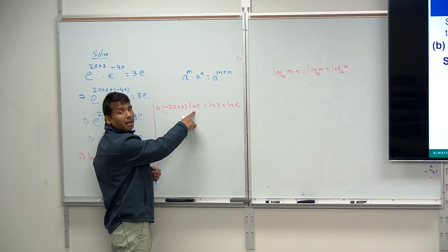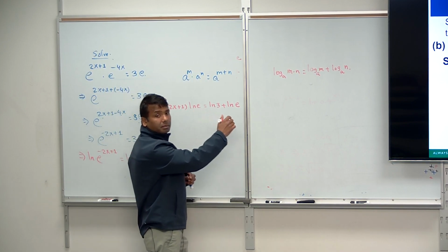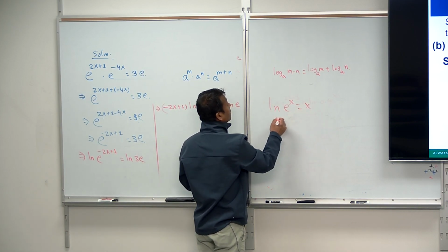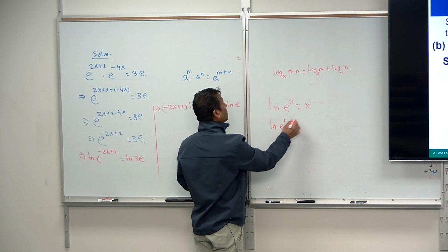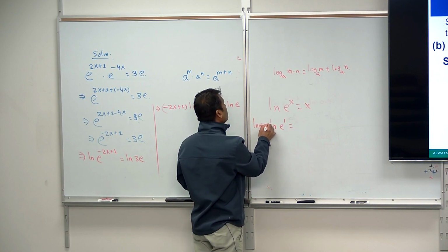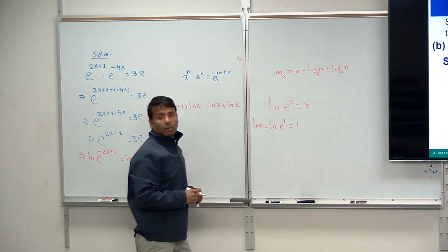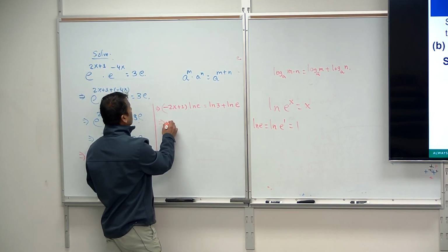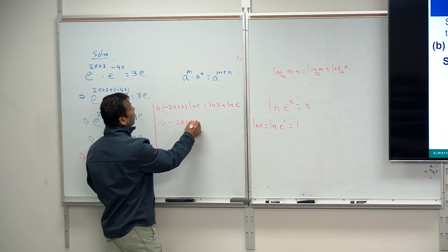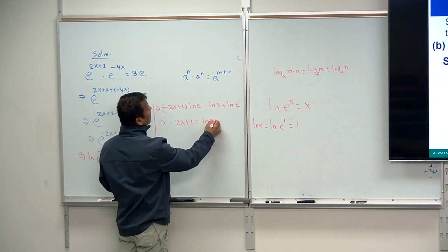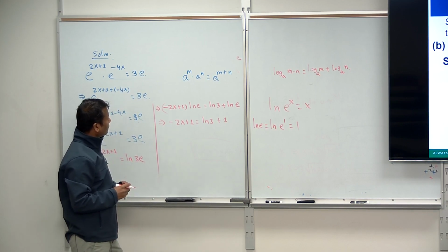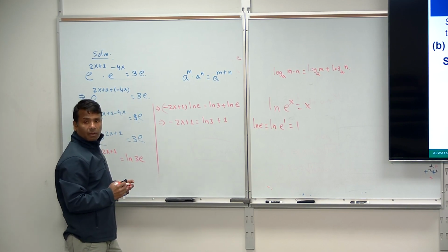And then, what is the value of ln e? Remember, ln e to the power x is x, right? So what is ln e to the power 1? So ln e is ln e to the power 1, which is 1. So negative 2x plus 1 equals ln 3 plus 1. So far so good.